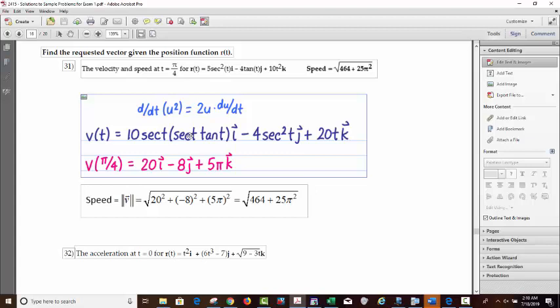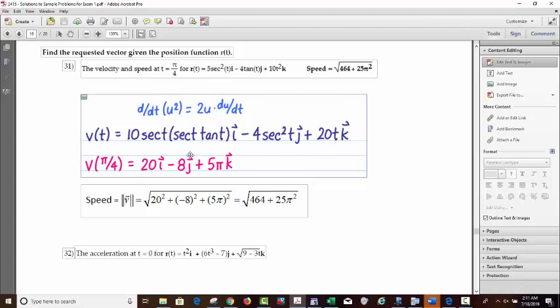Now, if I was not plugging a number in for this, just getting the velocity vector function, I would probably combine the two secants together and call it secant squared. But we're going to be plugging pi over 4 in, so it doesn't really matter too much. We can leave it like that. And then, of course, the derivative of tangent is secant squared. And then the derivative of 10t squared would be 20t.